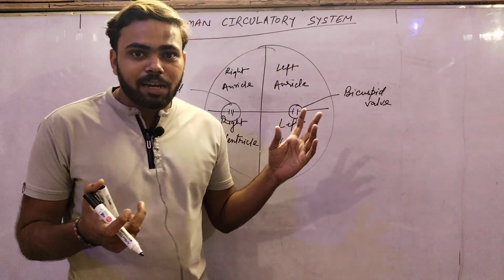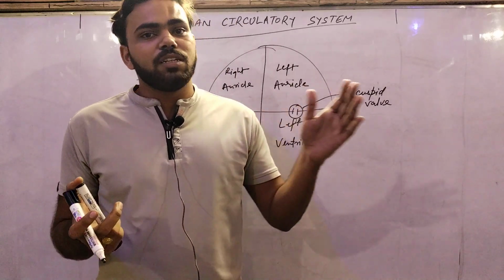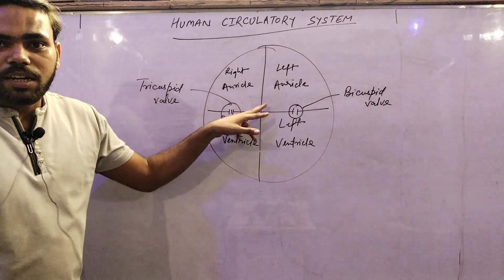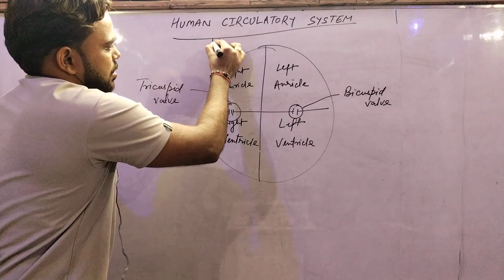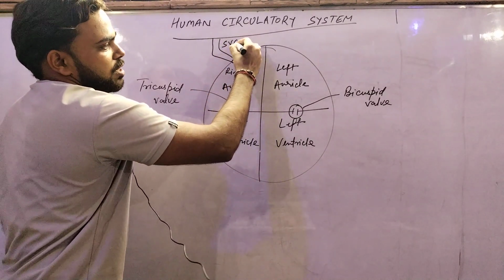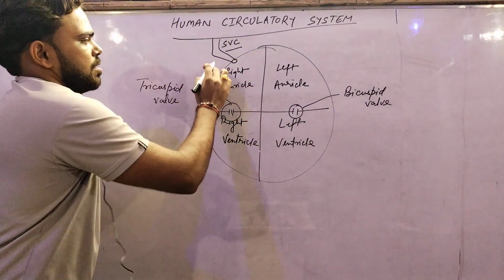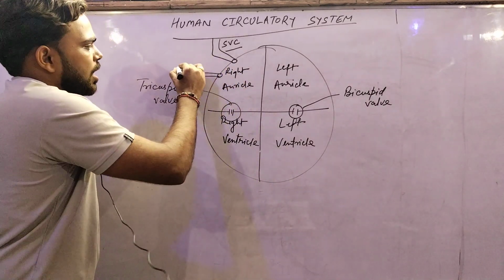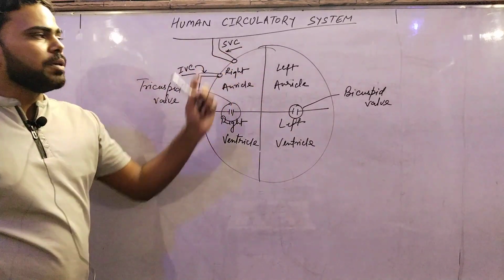So let's see on the diagram where is the superior vena cava, inferior vena cava and the coronary sinus. This right auricle contains all the 3. This is superior vena cava. I am writing in short SVC, which means superior vena cava. And from the downward, this is inferior vena cava, IVC. This is inferior vena cava and this is superior vena cava.